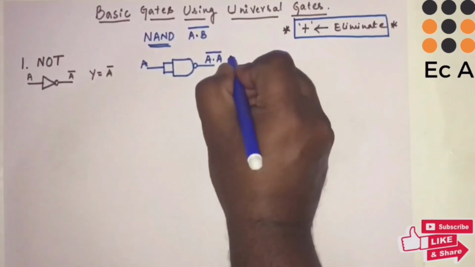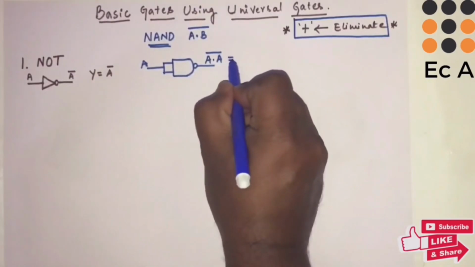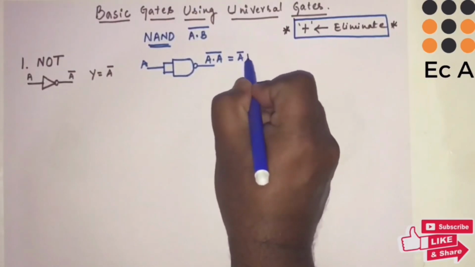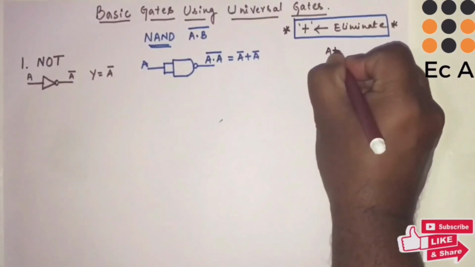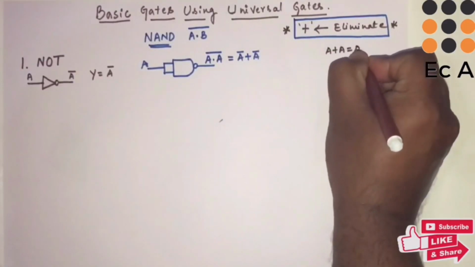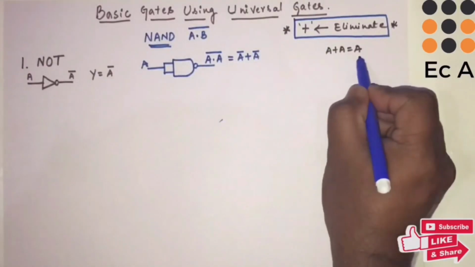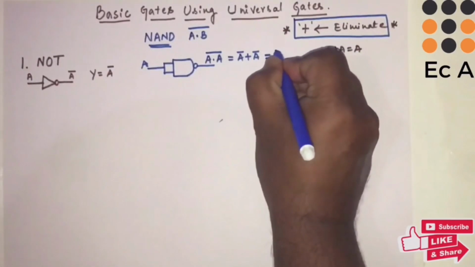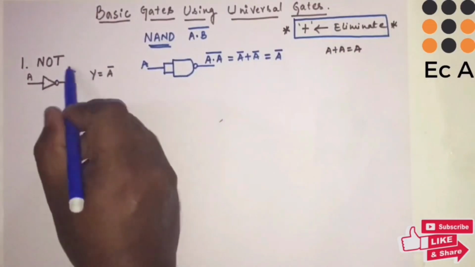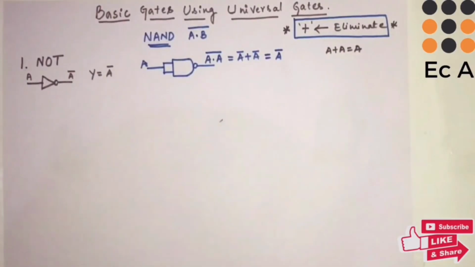We know from De Morgan's theorem, we can write this as A bar plus A bar. We know that A plus A is nothing but A. So using the same analysis, we can write this equation as A bar. So we have implemented a NOT gate using only NAND gate.